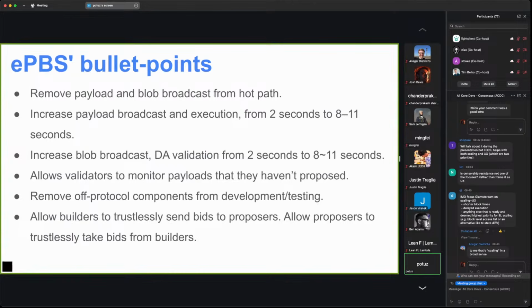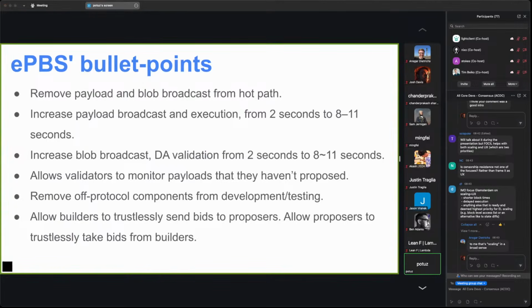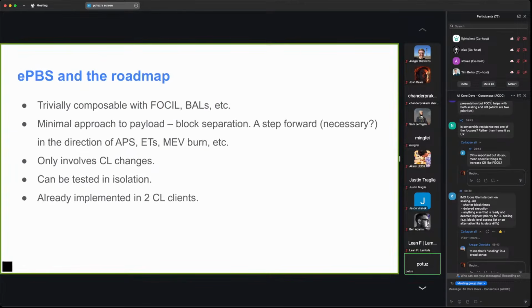And this is the only EIP that achieves completely decoupling the payload from the block and completely decoupling the broadcast of the blobs from the validation of the block. So that's the major change that this EIP gives in terms of scaling. Of course, there are other known scaling benefits which move around the trust assumptions on off-protocol players, but I've been told not to focus on this today. They are written in this slide. Let me just go to the next one.